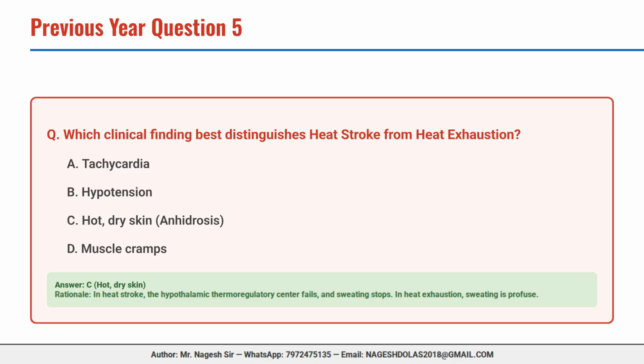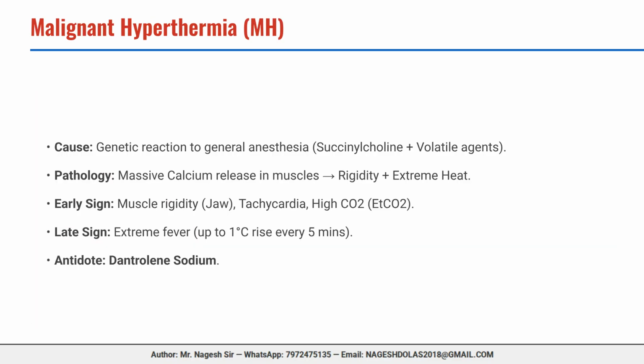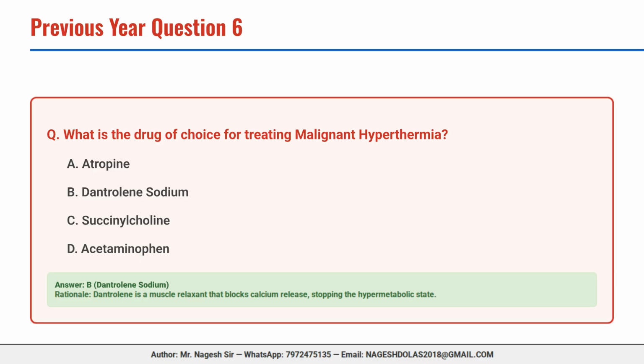Malignant hyperthermia is a genetic reaction to general anesthesia, causing massive calcium release leading to muscle rigidity and extreme heat. Early signs include jaw rigidity and high carbon dioxide. The antidote is dantrolene sodium. The drug of choice for treating malignant hyperthermia is dantrolene sodium.